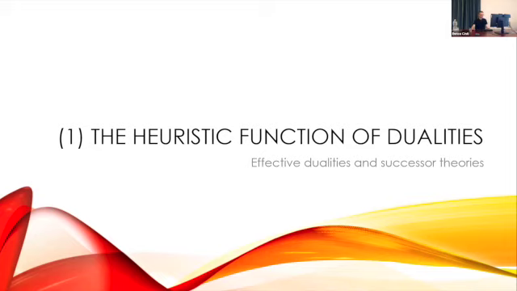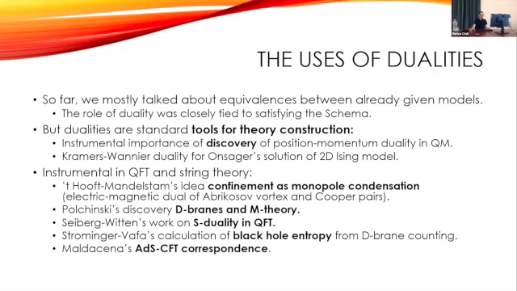So it's about effective dualities, which we have already discussed, and the notion of successor theory. What kinds of use of dualities do we have? So far, we have mostly talked about dualities that are exactly instantiated. We have 2 models that are dual, and then we find a theory of which those models are representations, and we have called that a common core theory. This role of duality, discussing for example equivalence, was closely tied to satisfying the schema, to having this exact duality.